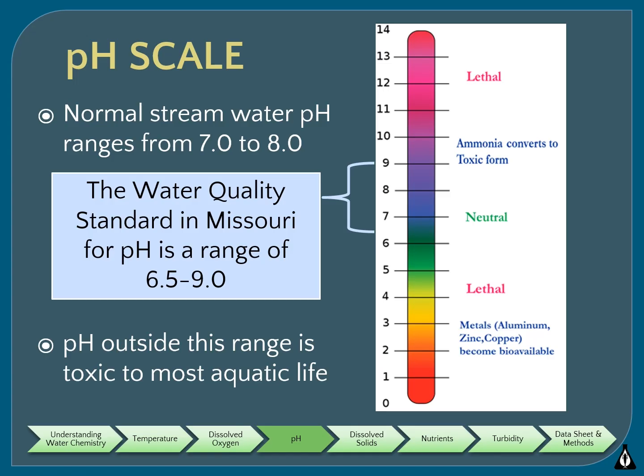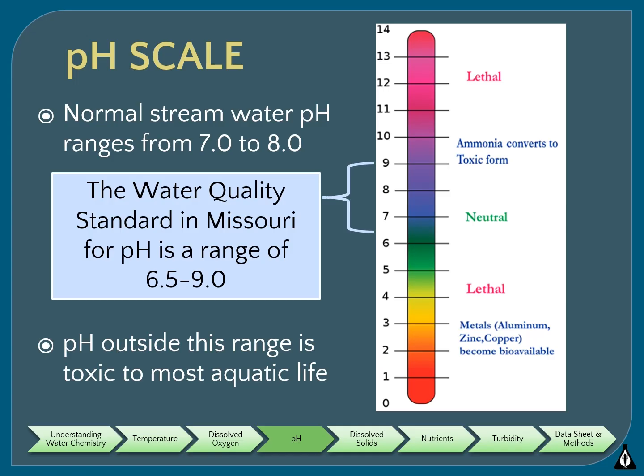And it also allows for metals like aluminum and copper to become bioavailable within the water and taken into organisms. Normal stream water ranges from a pH of about 7 to 8. And in Missouri, our water quality standard for pH has a range of 6.5 to 9. And this is due to the underlying geology that we have in much of Missouri, that is the karst geology. It acts as a buffer for pH. Generally, pH outside of this range is going to become toxic to most aquatic life.